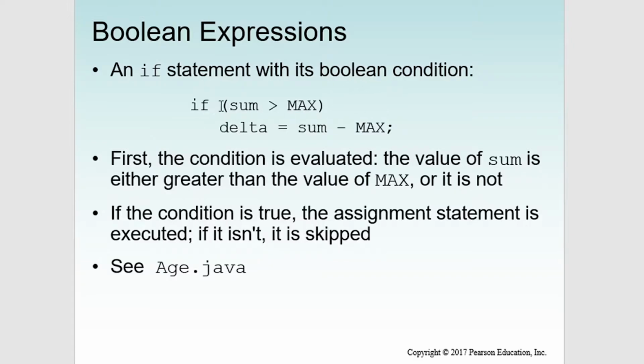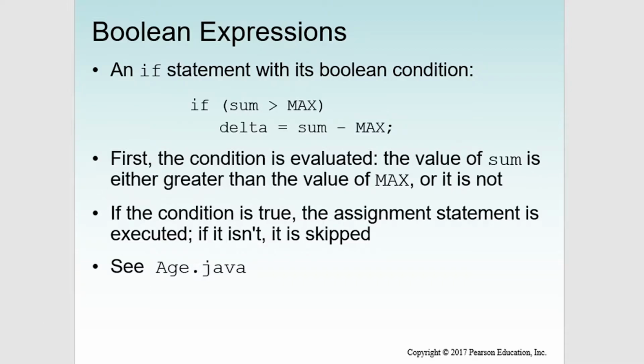An if statement with its Boolean condition. So here's your if statement, and there's the Boolean condition. They're checking to see if sum is greater than max. If it is greater than max, they're going to assign delta equal to the sum minus max. First, the condition is evaluated. The value of sum is either greater than the value of max or not. If the condition is true, the assignment statement is executed. If it isn't, it's skipped.